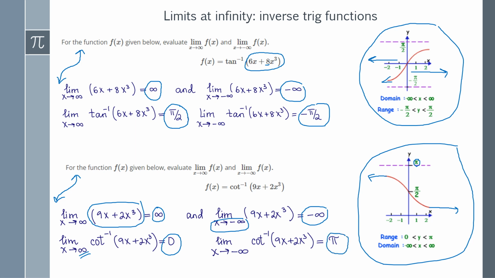And as always, you can just take this whole function, cotangent inverse of 9x plus 2x cubed, plug it into Desmos, and confirm that your upper and lower limits will be pi and 0 respectively. Okay, so this is how we would approach computing limits at infinity of inverse trig functions.